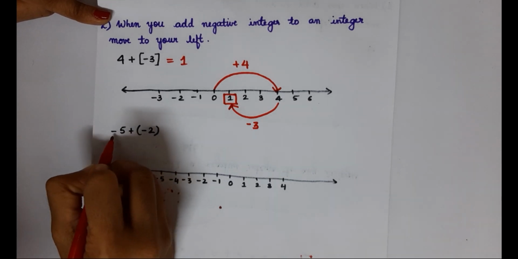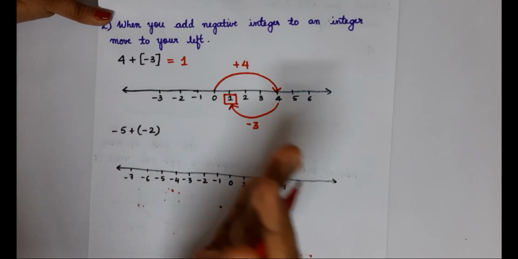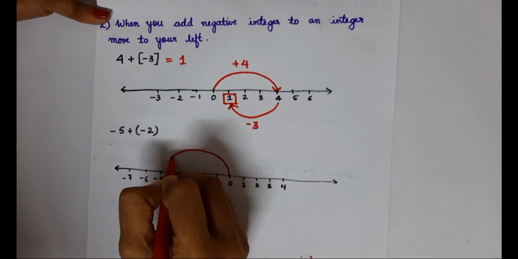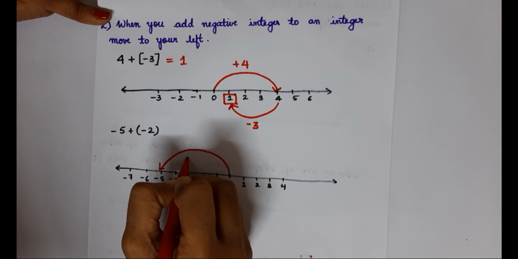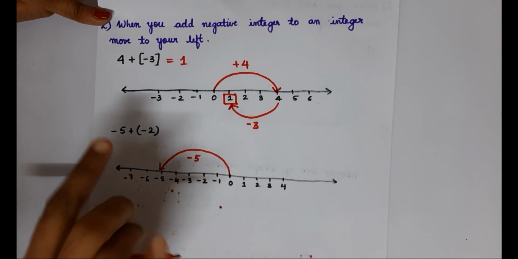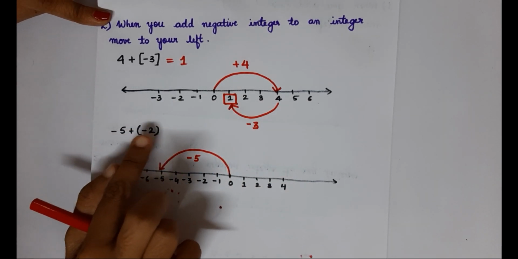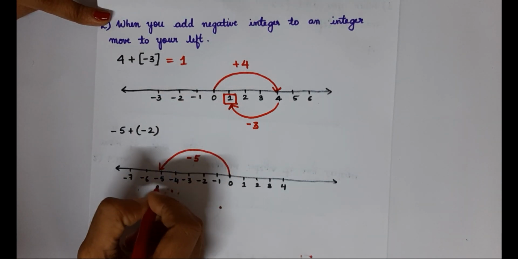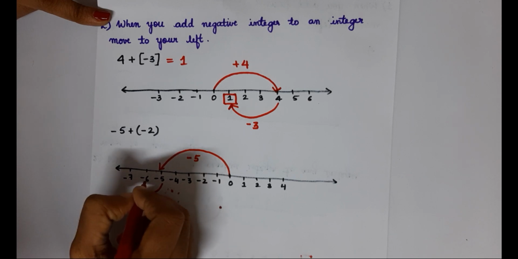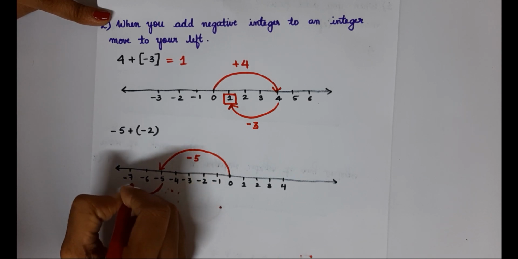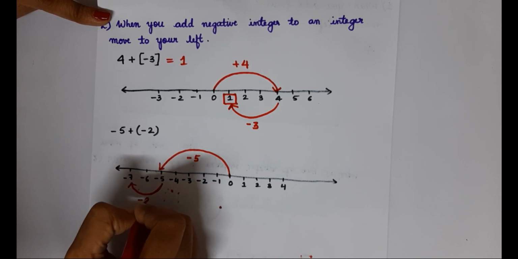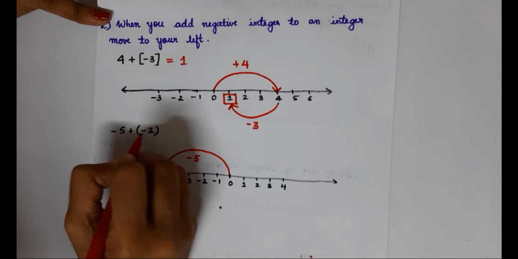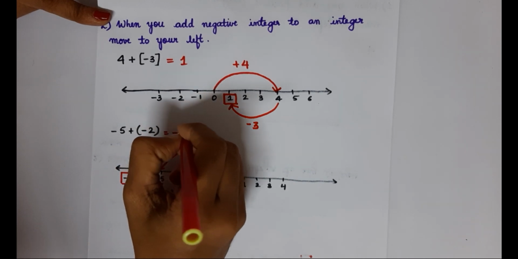Okay. So here it's given. First you have to go to minus 5. From 0 to go to minus 5, you have to move to your left. So from 0 to minus 5. Okay. So this is minus 5. Now we have to add a negative integer. So when you add a negative integer, always move to your left. So left would be this side. So from here we have to move 1, 2. So this would be here, minus 2. So what is the answer? Minus 7. So minus 5 plus minus 2 would be minus 7.